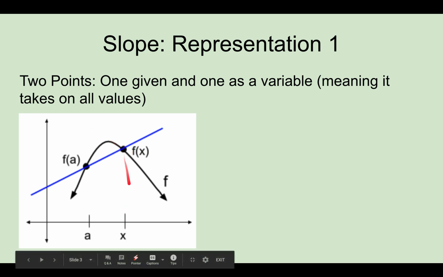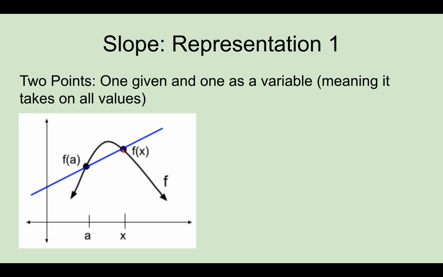And when I say the variable, it means that this actual point takes on all possible values. So it could be here, it could be down here, it could be up here, it could be anywhere. But this one is given, so it's always going to be locked there. And this one is a variable, so it could be anywhere. That's how we do that weird stuff.